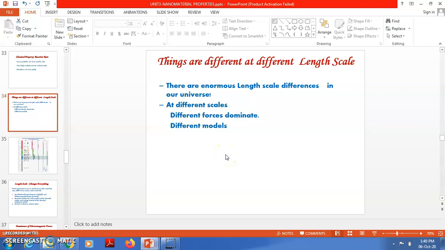Then different length scales. There are enormous length scale differences used at the different scales, defining the different forces and also dominating the different. Here different models are also provided, and are also used to explain the different length scales.